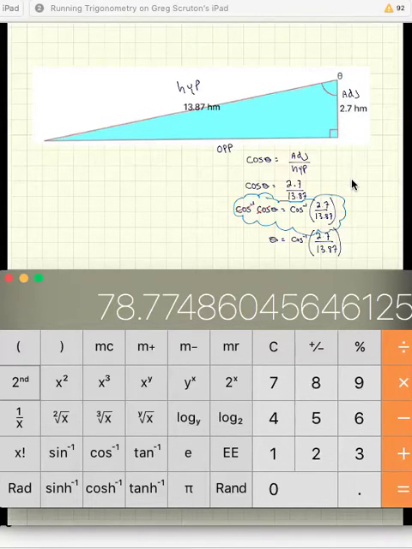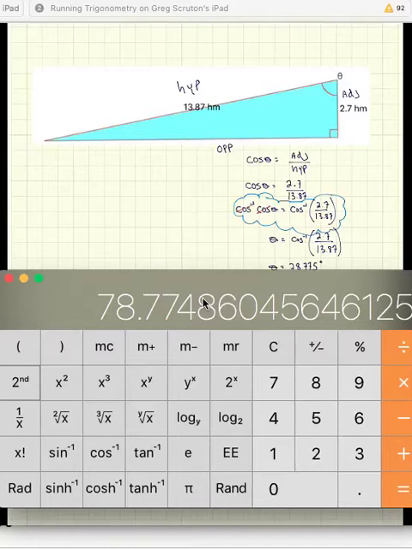Just because of the sensitivity of the program, I'm going to round that to 3 or 4 decimal places. So theta is 78.77. Let's go with 3. Let's see if it likes that. 78.775. Now notice I'm rounding. I don't just chop it off. The program's looking for a percent difference between your answer and its answer. It'll accept some rounding error, but not a lot. That's why I always round to 3 or 4 decimal places.